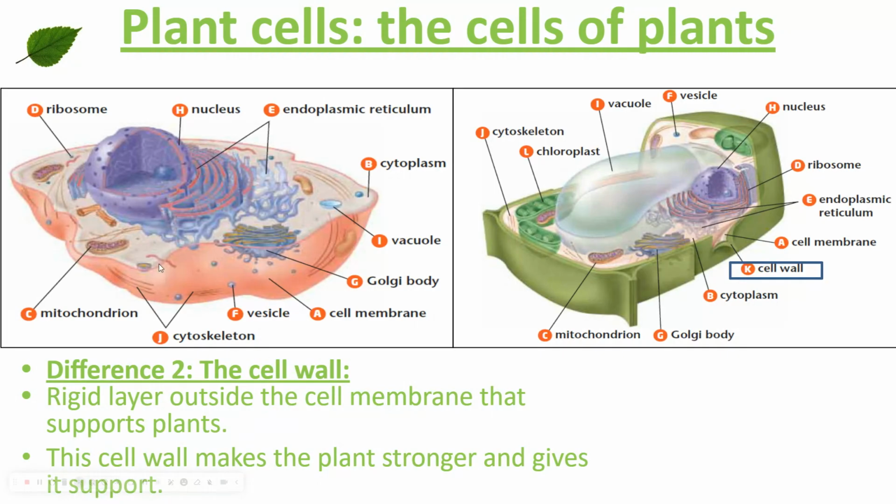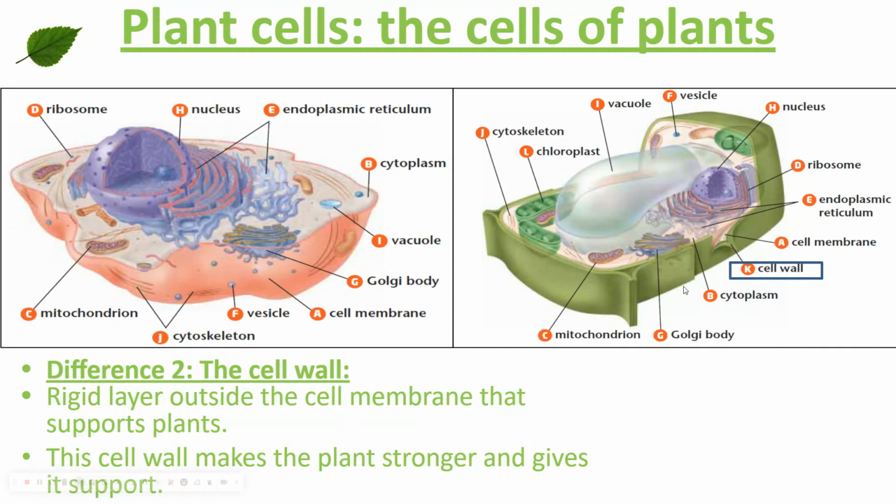Our next difference is this. So here we have our animal cell. The animal cell's outer covering is the cell membrane. The plant cell also has a cell membrane made up of phospholipid bilayers and everything, determines what comes in and out. But in addition to that, there's an extra layer of covering on the plant cell, the green over here. So the outer covering, that's called the cell wall.